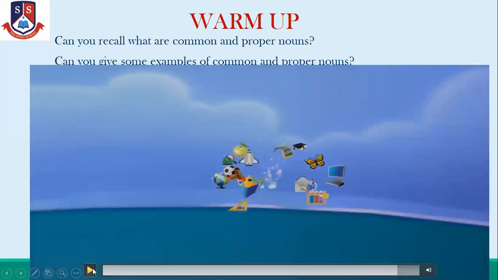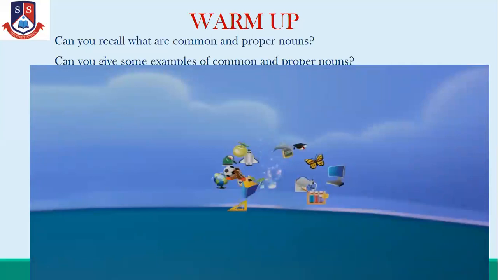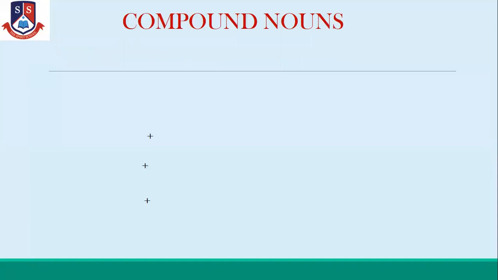So students, we have watched this video and I hope that you must have recalled the definition with examples of common and proper nouns. So let me retell you that any name that is given to a general person, place or thing is called a common noun, and a name that is given to a specific or special person, place or thing is called a proper noun. All right. Now we are going to learn about compound nouns today, and I hope that you will find this topic quite interesting also.